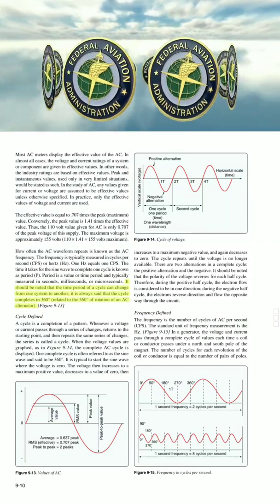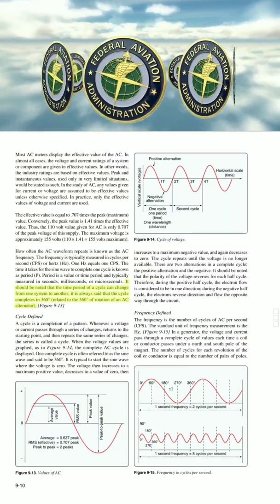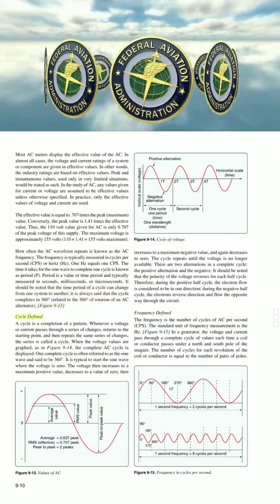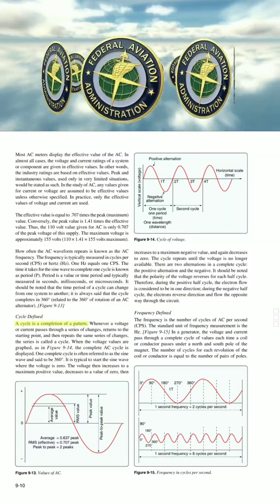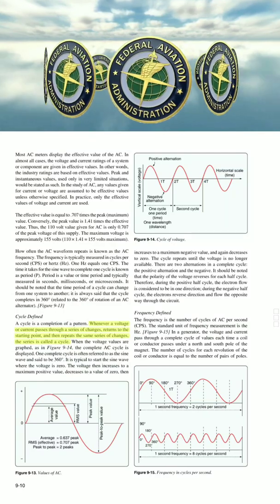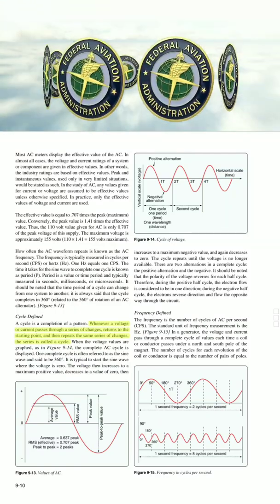It is always said that the cycle completes in 360 degrees, related to the 360 degrees of rotation of an AC alternator. Figure 9-13. Cycle defined. A cycle is a completion of a pattern. Whenever a voltage or current passes through a series of changes, returns to the starting point, and then repeats the same series of changes, the series is called a cycle.